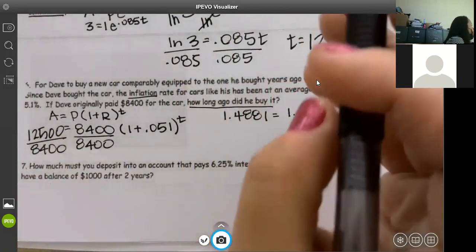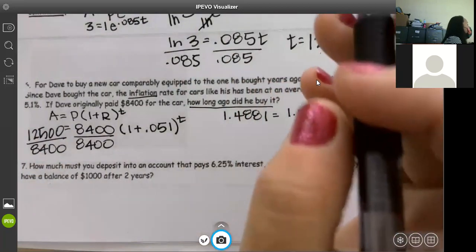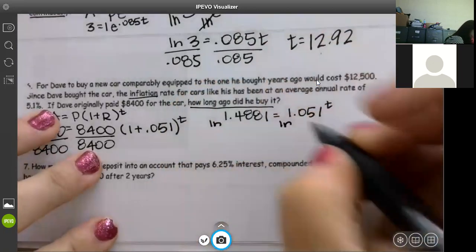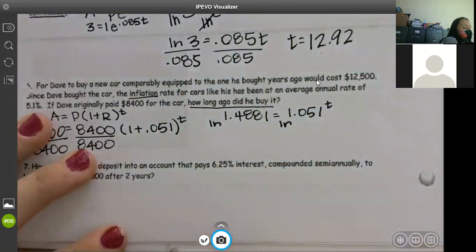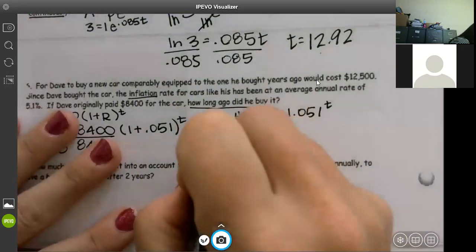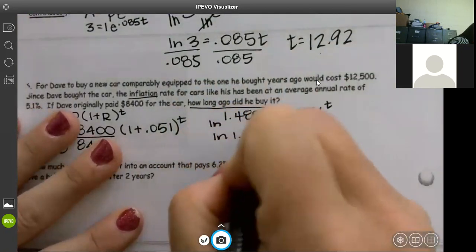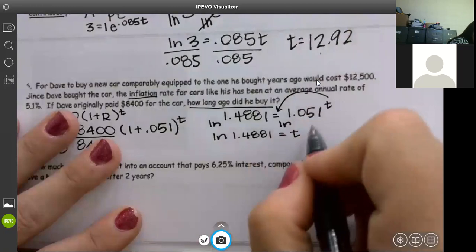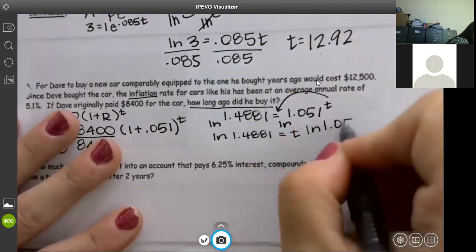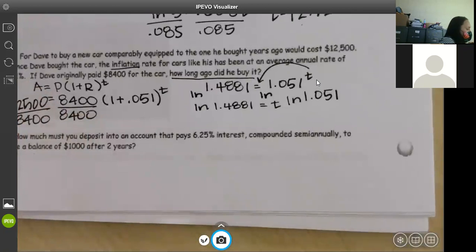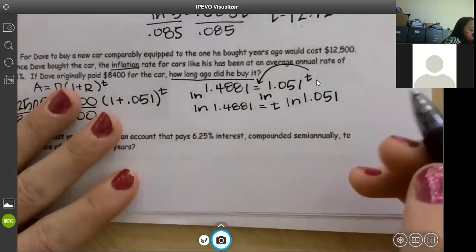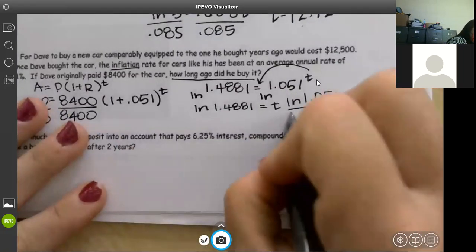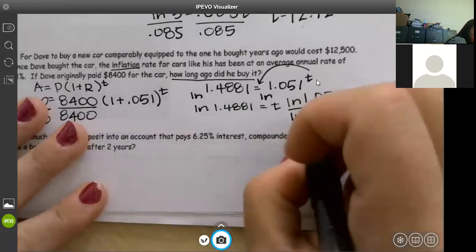I want to use ln because I don't want to deal with log. I'm going to keep it consistent throughout this whole paper, and I'm just going to do ln. So I'm going to ln this side, and I'm going to ln this side. You said the power will come to the front, so I get ln 1.4881 equals t times ln 1.051. How do I get this t by itself? It's a normal problem now. Divide by ln 1.051.